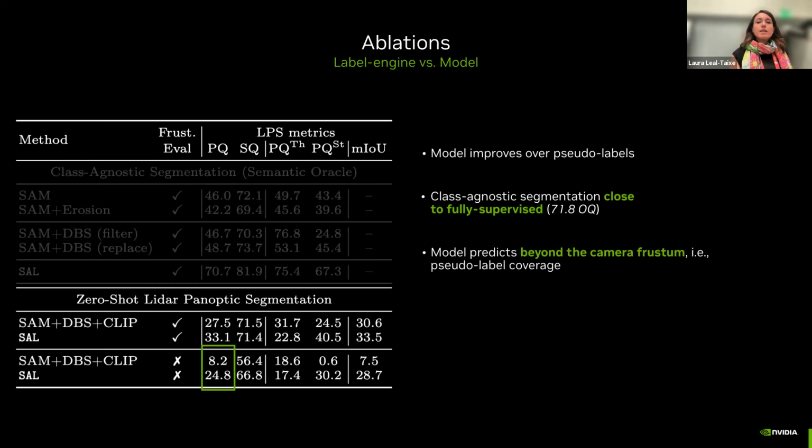Now, another interesting thing is that sometimes your camera doesn't really cover the full 360 degrees. And so you're going to have parts of the LiDARs that are not really covered by the cameras, and so you're not going to have pseudo labels in there. So if you actually measure the performance of the pseudo labels, this is heavily impacted by this viewpoint. So you see this really bad performance of 8.2, while our model has a much better performance because it has full coverage of the LiDAR scans.